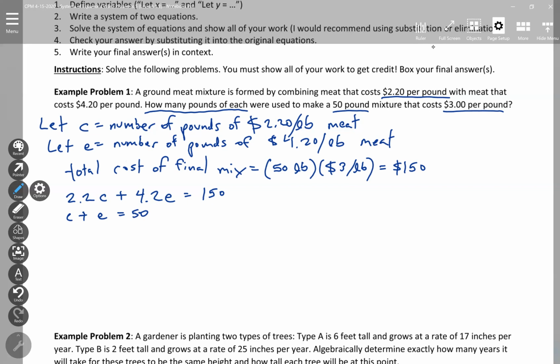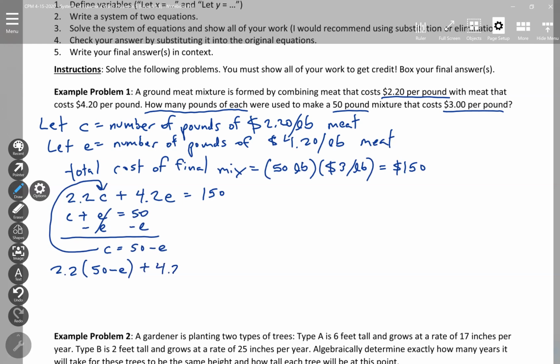You could use elimination or substitution here. If we look at that second equation, it's going to be pretty easy to solve that for C or E, so I'm just going to use substitution here. What I'm going to do is subtract E from both sides and solve for C. We get C is equal to 50 minus E. Then I'm going to substitute that expression into the first equation for C. So we have 2.2 times (50 minus E) plus 4.2E is equal to 150.